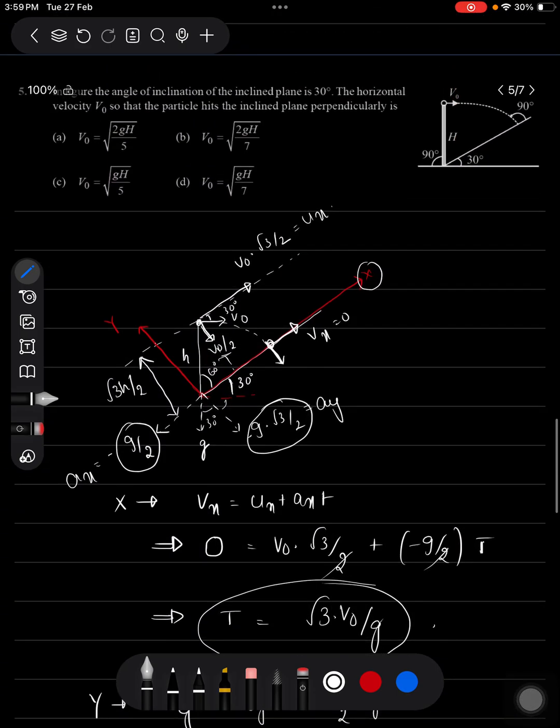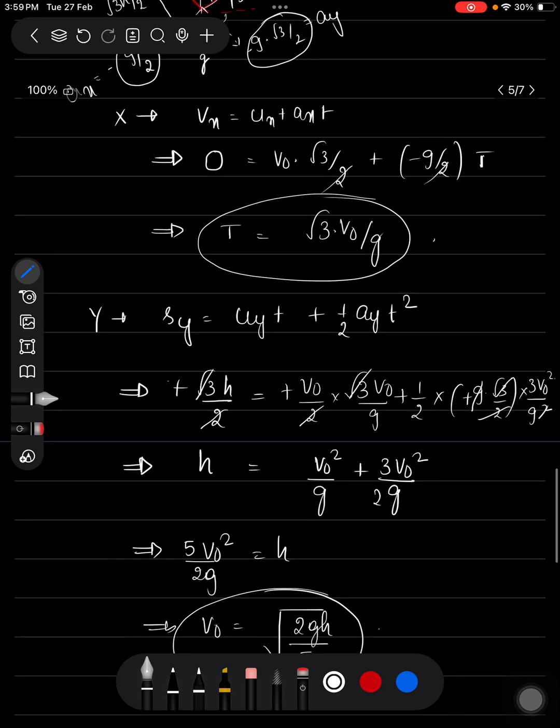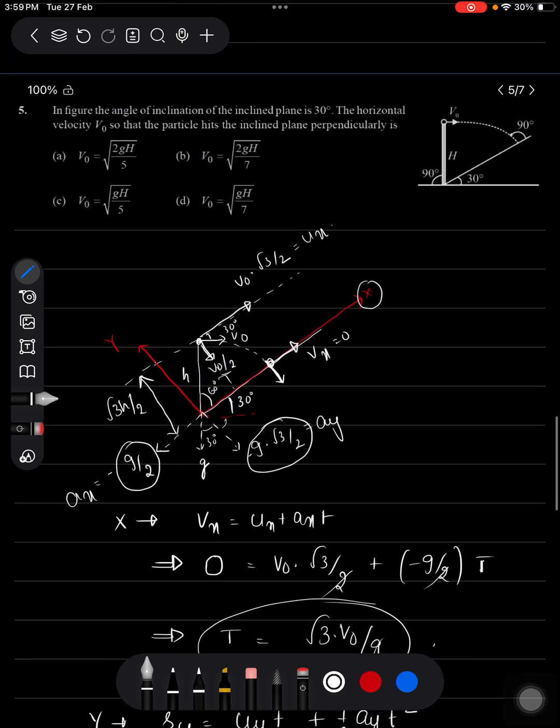Checking the options, we can see that root of 2gh upon 5 is going to be option 1.